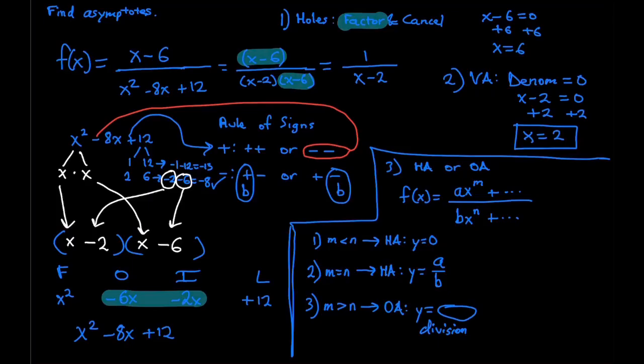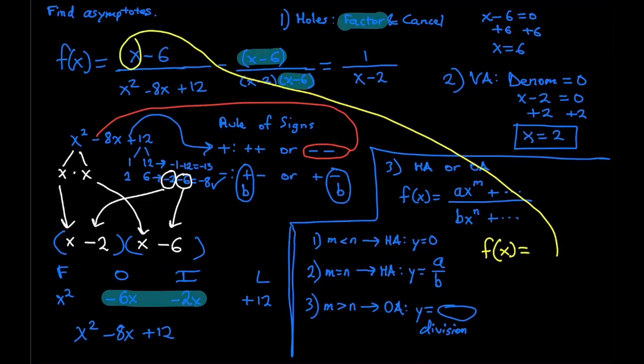So here it is. It's only one of these three cases. If it's either case 1 or case 2, it won't be case 3. Or to say it the other way, if it's case 3, it can't be either of these two cases. So that's why you either have a horizontal or an oblique, but not both. So from our function, on the top, you're only looking at the highest power term. It doesn't matter that there's a minus 6. The highest power term is x. So that's what you put on the top.